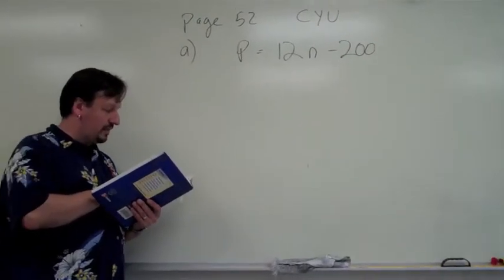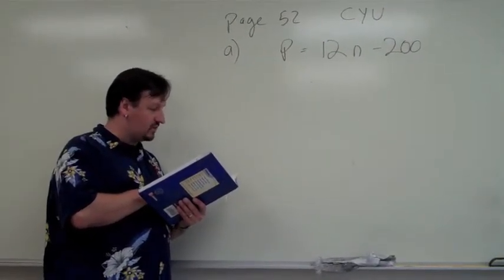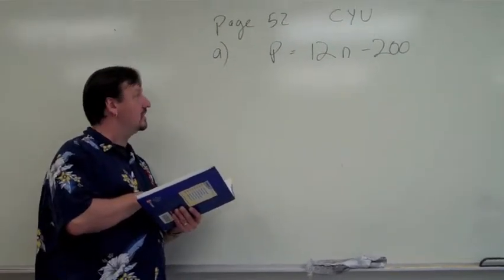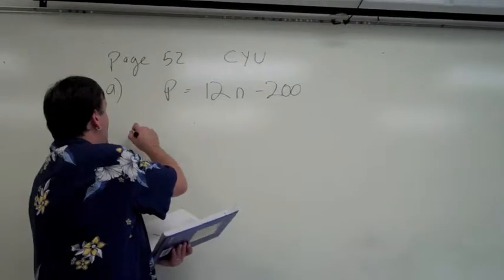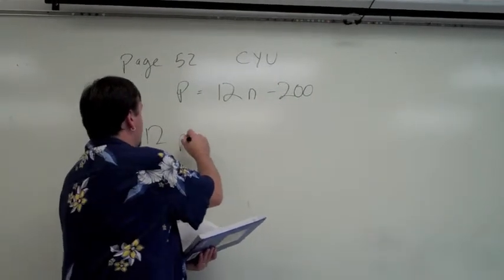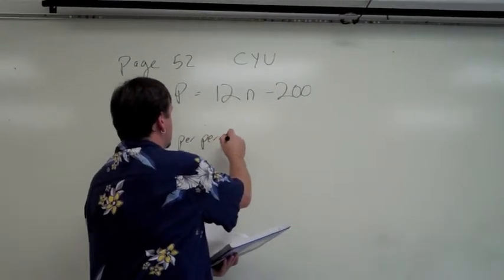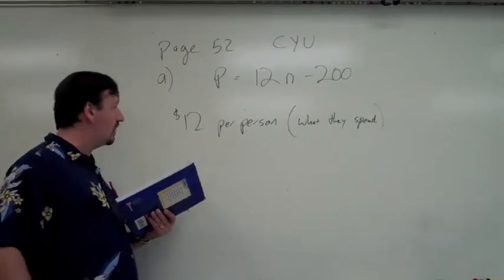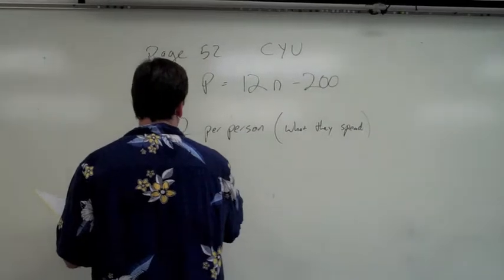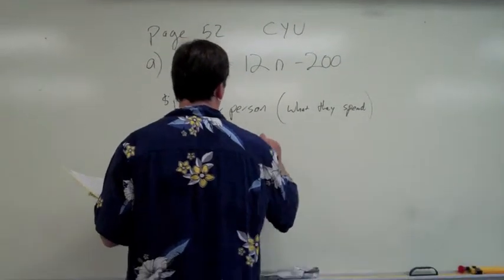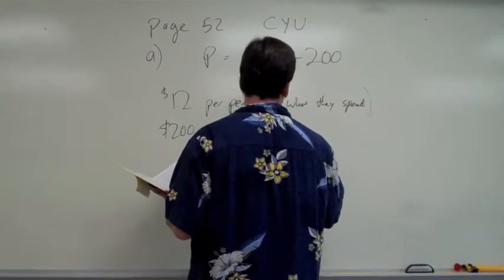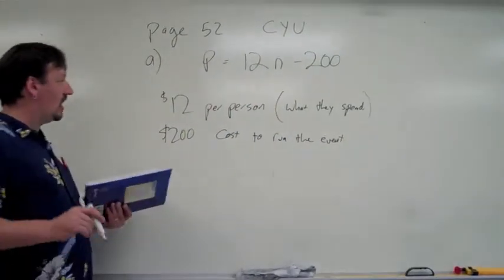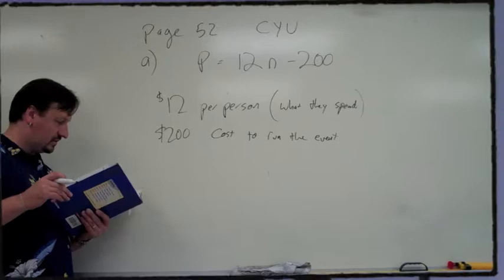This one says, students and parents who attend the Banneker High School Take a Chance Carnival Night spend an average of $12 per person. As soon as I come to a number, I should write that down. $12 per person. Operation of the event costs the student government $200. That's the cost to run the event. I've made myself kind of a little glossary here of what all the numbers mean.